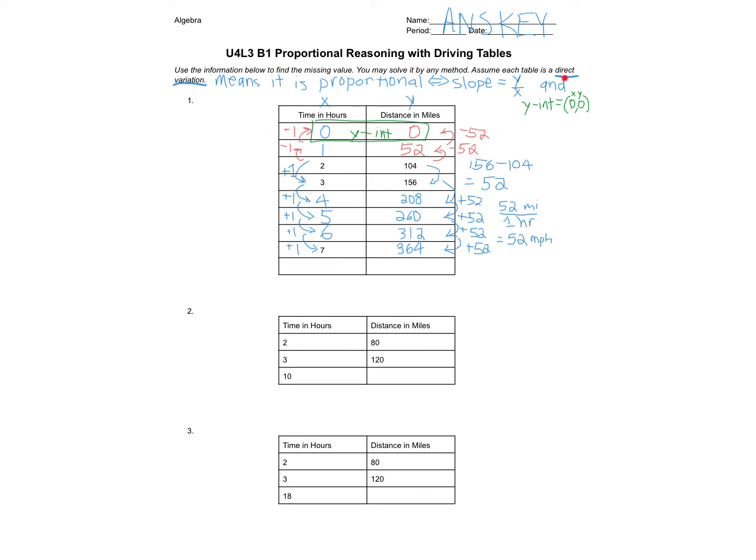Another thing to note is direct variations are proportional, which means if I take y divided by x, that should be my slope. 104 divided by 2 is 52. 156 divided by 3, 52. 208 divided by 4, 52. In a direct variation, if you take 156 divided by 3, that answer should be the same number for all of them. That's always true. Y divided by x will always give you your slope in a direct variation.